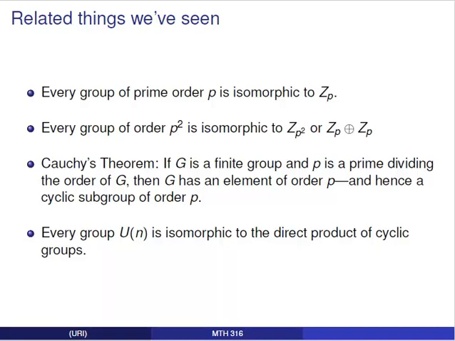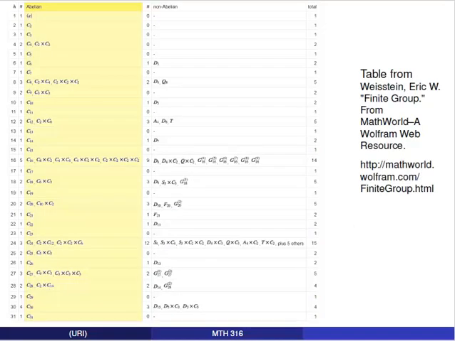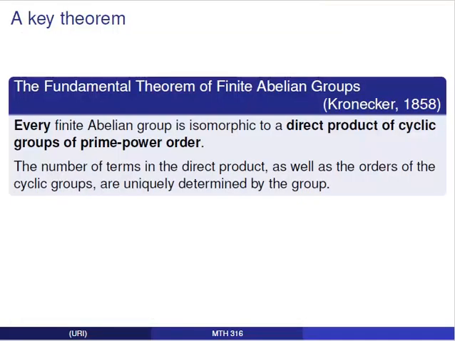Well, these results have all been building to a crescendo, which is arriving right now. As we take a look at the list of abelian groups, we see that each one can be written as a direct product of cyclic groups of some kind. Let's put this in a theorem. This theorem is due to Kronecker in 1858. We call it the fundamental theorem of finite abelian groups, and it states that every finite abelian group is isomorphic to a direct product of cyclic groups with prime power orders.